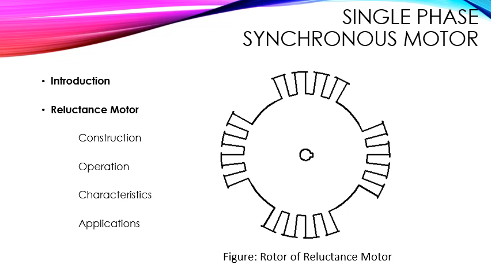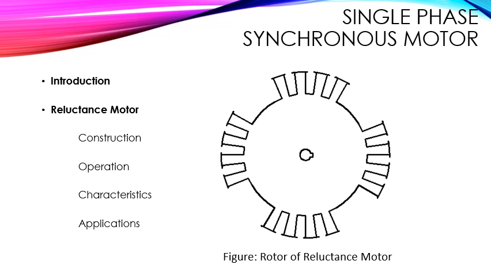The number of poles created on the rotor must be equal to the number of stator poles. So here also the condition is that the number of poles must be equal to the number of stator poles. How are the poles formed? By removing some of the teeth from the squirrel cage rotor, and the remaining teeth form the salient poles. Got this? Now the working principle or operation.